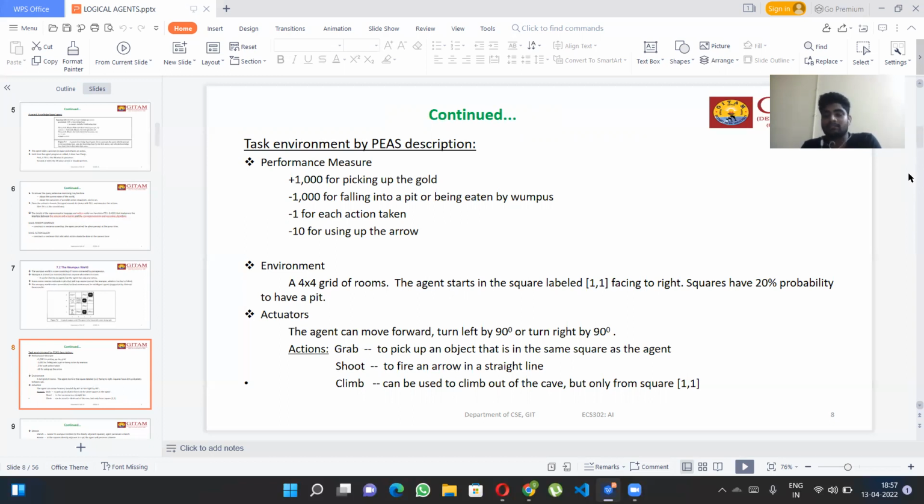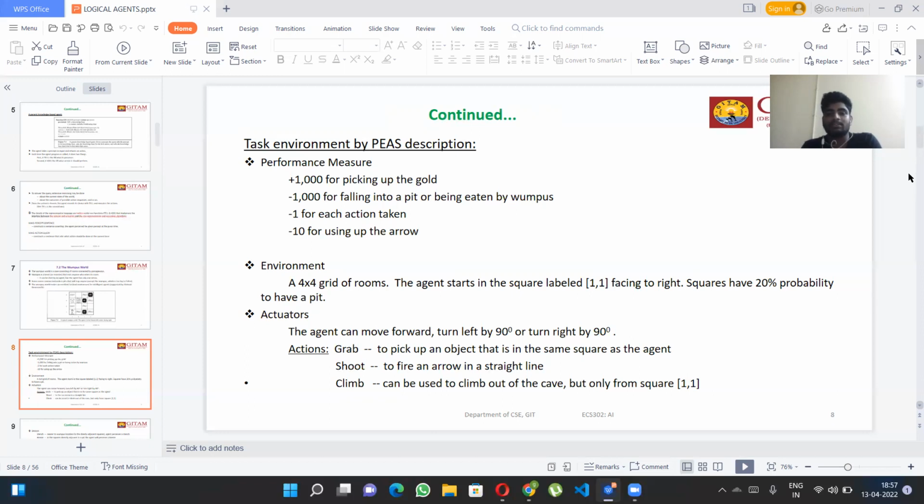For any action for the next move, like moving from here to there, or performing any task, minus 1 point will be recorded. If the person is using an arrow, minus 10 points will be awarded.